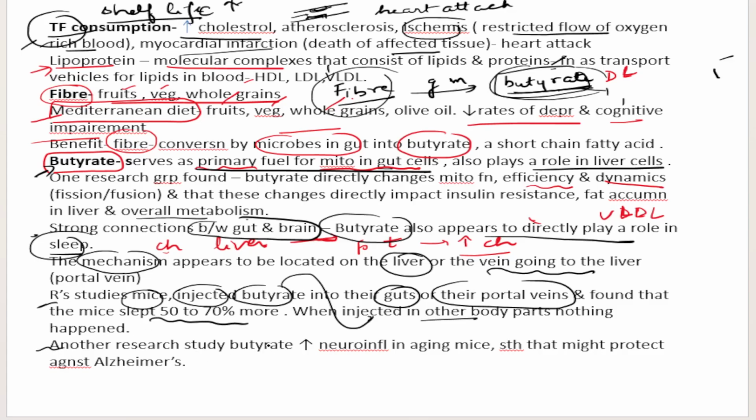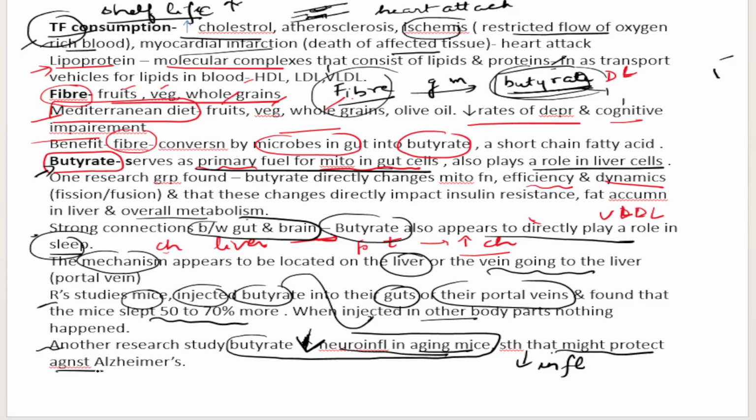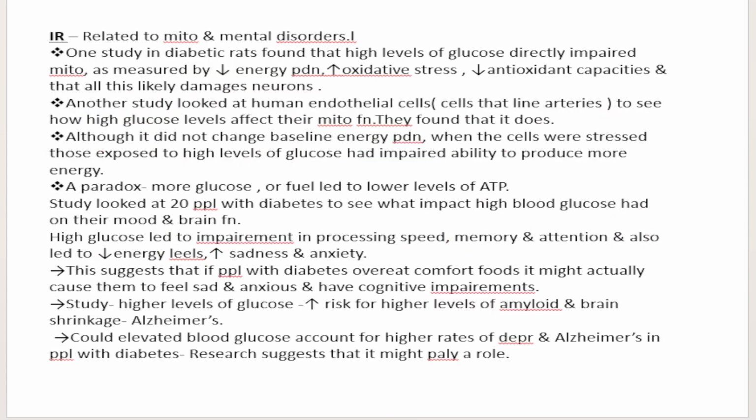Then another research study said that butyrate decreases neuroinflammation in aging mice. So butyrate is reducing inflammation, and it is having a favorable impact on mitochondria. And by reducing neuroinflammation in aging mice, butyrate might protect against Alzheimer's disease. So these are the beneficial effects of butyrate that is obtained from fiber-rich foods like fruits, vegetables, and whole grains.